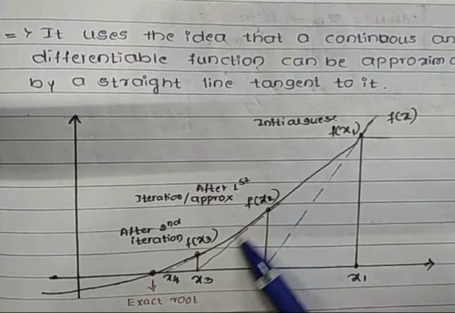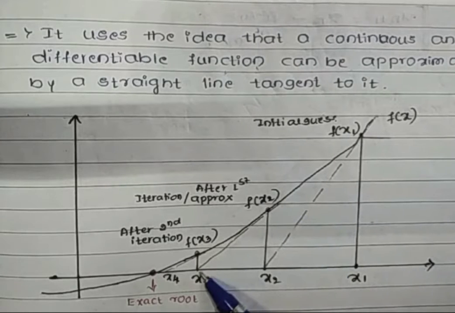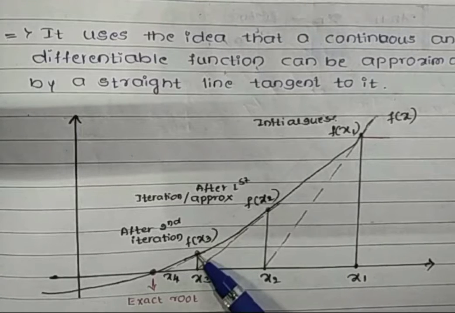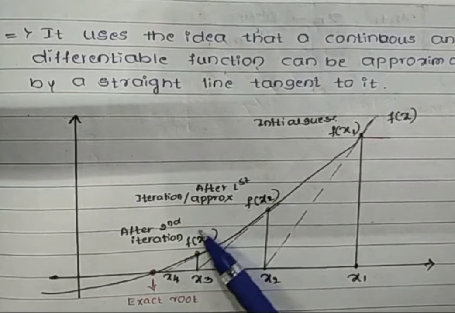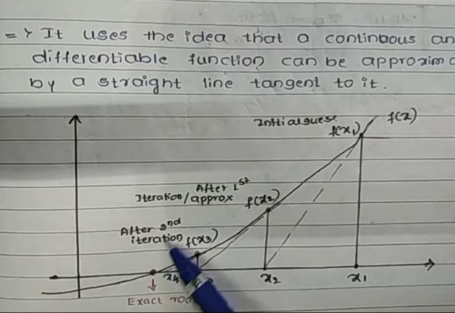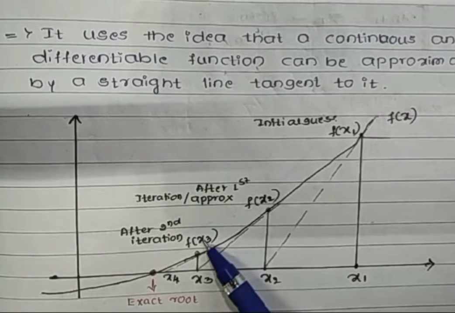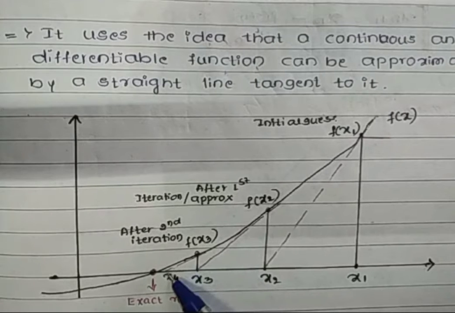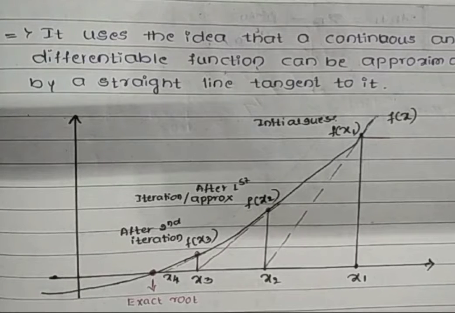Again, from x2 draw a tangent line. Then next we get x3 which cuts the x-axis. From x3 draw a straight line to the curve. Then we can observe f of x3. This f of x3 is the second iteration, or the second approximate value. So again, from x3 draw a tangent line, we get x4, and so on. We need to continue the process till we reach the exact root, or till we get the required accuracy.